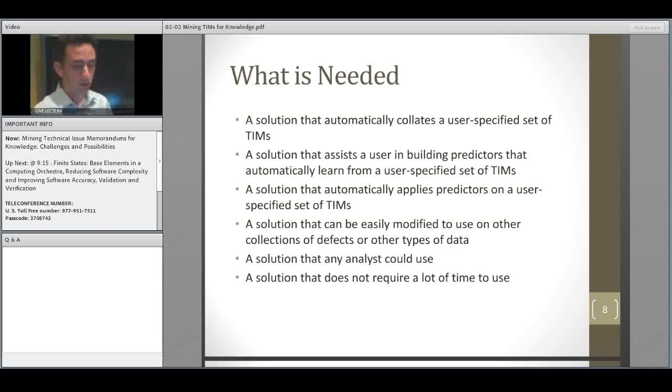A solution that any analyst could use. Part of the thing I'll get to with technology is the technology is available, but it does take a significant upswing or curve to really understand these algorithms and techniques. So in terms of building the right tool, that takes some expertise, but in terms of using it, we would want that to be available to any analyst.